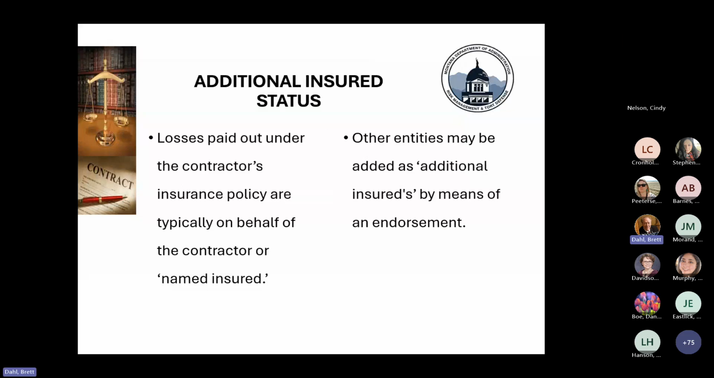Additional insured status. We talked briefly about that. The losses are paid out under the contractor's insurance policy, typically on behalf of the contractor or named insureds. Other entities, so the contractor is the named insured. The policy is in their name. They are the named insured. Other entities may be named as an additional insured. That's usually done by means of an endorsement. An endorsement, folks, is an insurance term for a modification to the coverage, to the policy. It modifies the insurance policy. It's part of the insurance contract and generally legally accepted.